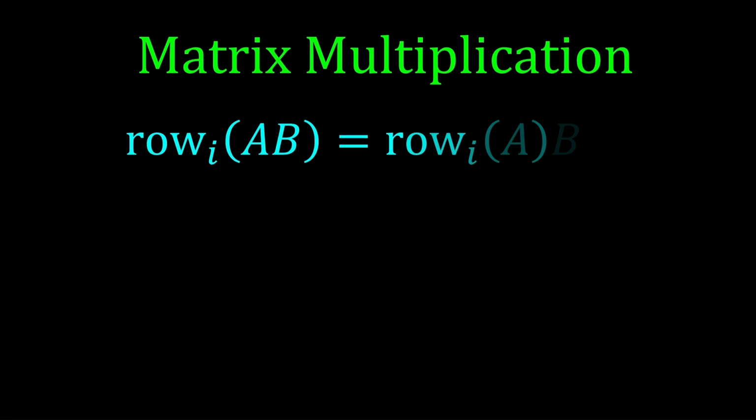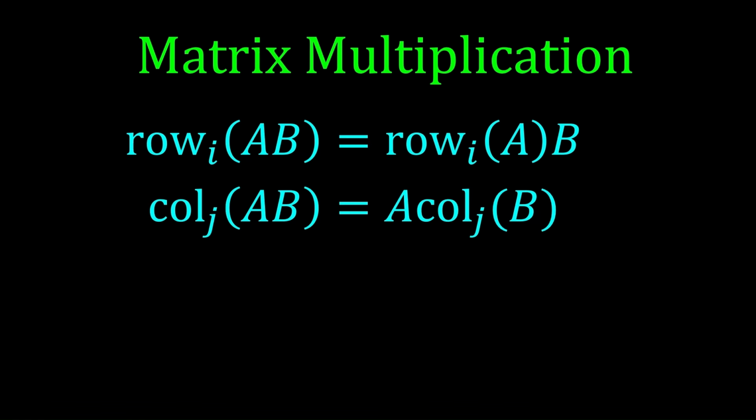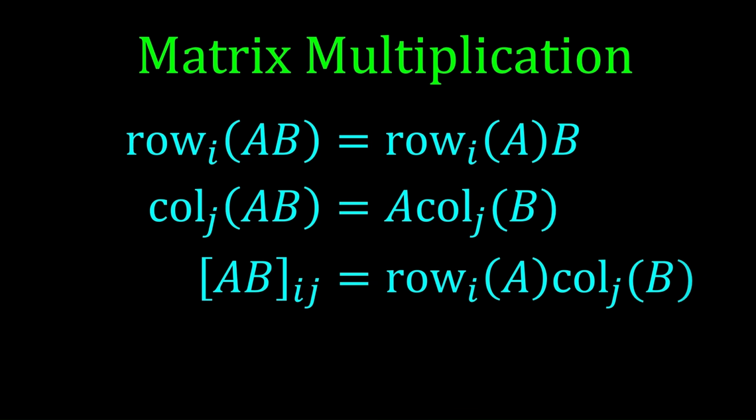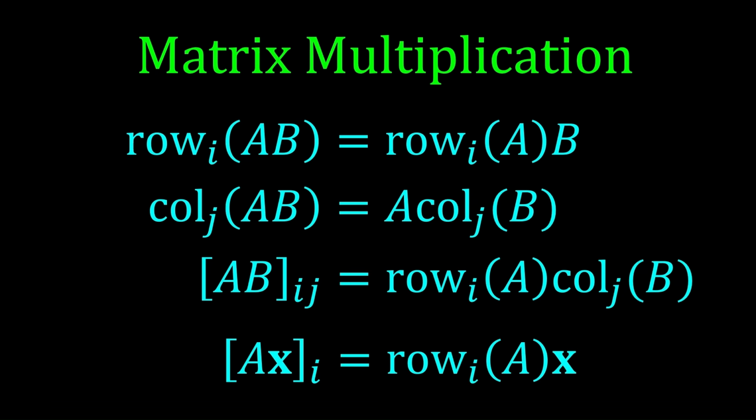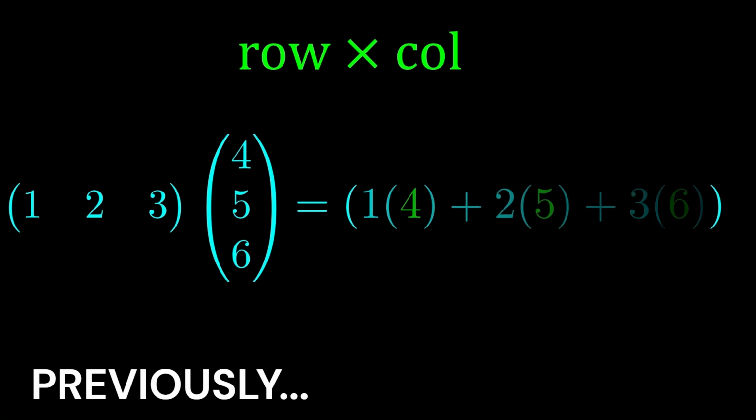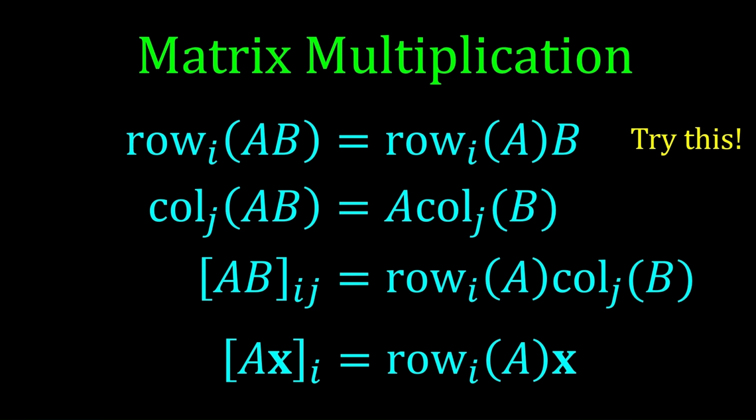We also have some nice results regarding matrix multiplication. The ith row of AB is the ith row of A times B. The jth column of AB is A times the jth column of B. This means if you want to find the columns of AB, all you do is take A times the corresponding column of B. Also, the ijth entry of AB is the ith row of A times the jth column of B. This is basically a row vector times column vector sort of thing, and I showed something like this in my previous video if you want to understand that better. So have a go at proving these if you haven't already.